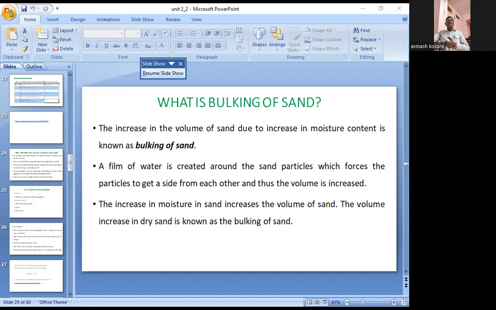So, to determine the percentage of bulking of sand for a given sample, you can see this particular graph.